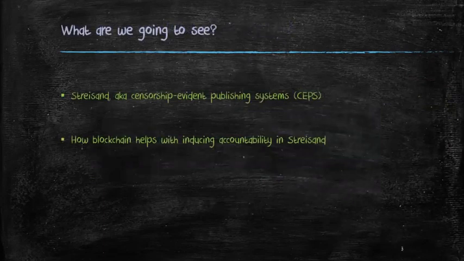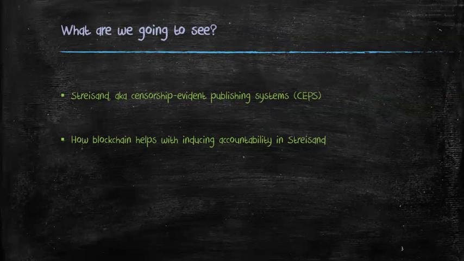So we're going to talk about what censorship in publishing systems is and how we can use blockchain to induce accountability in our construction. So before I talk about the construction itself, I want to motivate censorship in publishing systems as a cryptographic analog to warrant canaries.